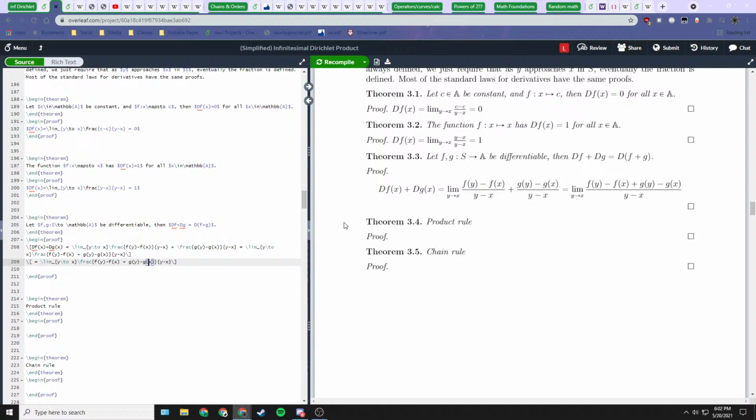So we can move this positive g of y over here, and then we can put these in parentheses. This is f of y plus g of y, and then minus, and we can factor out this minus sign, f of x plus g of x. But then that's just the derivative of f plus g at the point x.